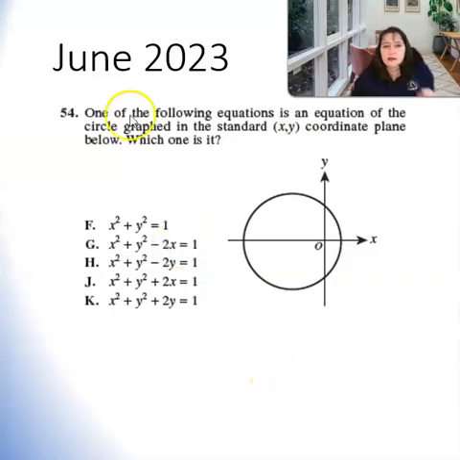Today we're going to break apart this one. It's from June 2023. It's number 54. One of the following equations is the equation of the circle graphed in the standard coordinate plane, and then it's asking you which one it is.